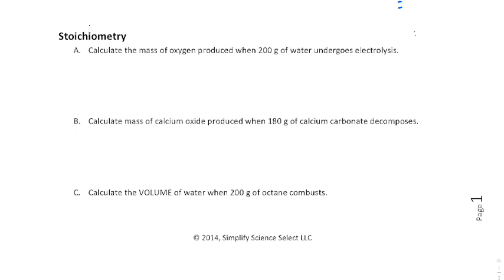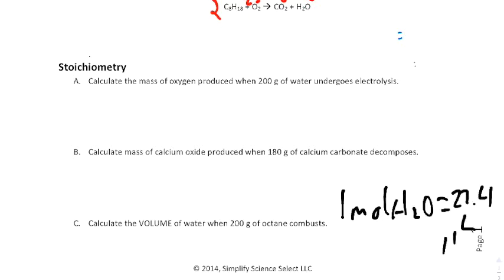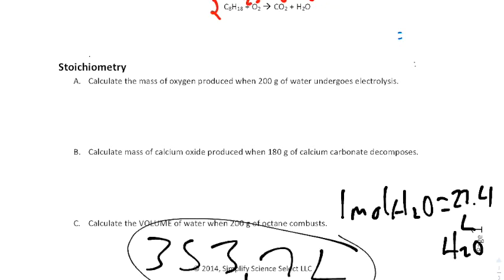This last one's kind of tricky. It wants the volume of water, and it's the same reaction that we used right here. So there's our mole ratio. The only difference is that you want volume of water, so you're going to have the mole ratio between octane and water, and then you're going to have the molar mass of octane, and you're going to have this conversion factor of 1 mole of H2O is 22.4 liters of H2O. Now you should get an answer of 353.7 liters. See if you get that.